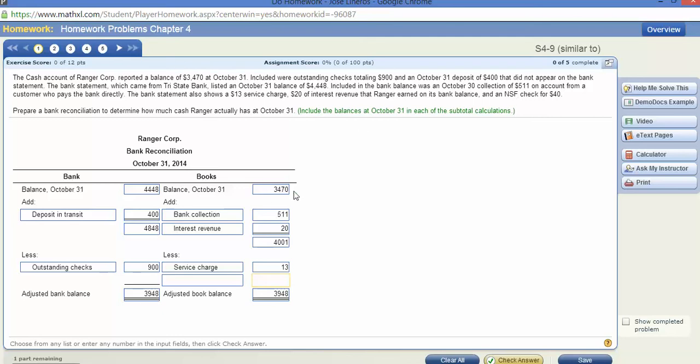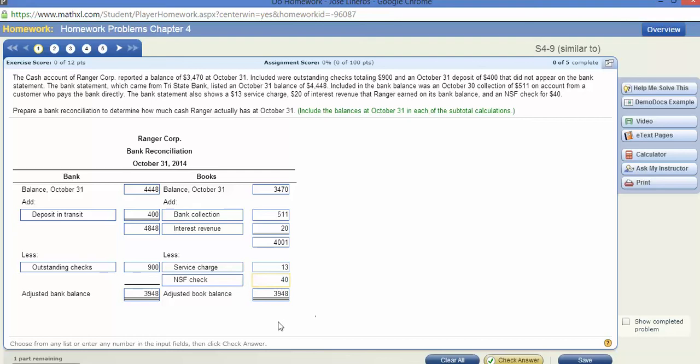So that means that this balance, the $3,470, artificially has $40 in it that really should not be in there. If the check had cleared and it was good and the party who paid us had the funds, it'd be okay. But the bank is telling us, hey, there's a $40 check that went bad. So this has to drop for that. So let's put NSF check and drop it $40.